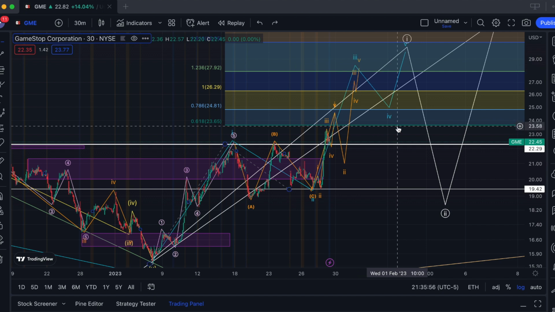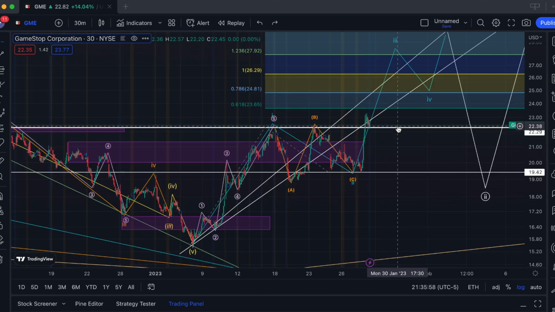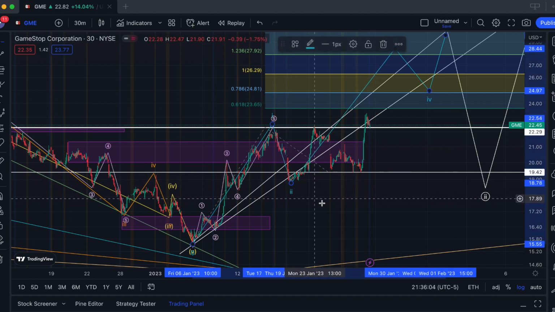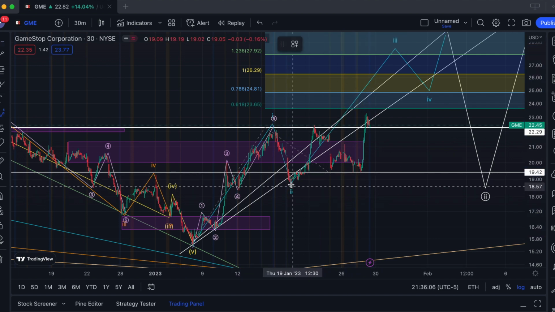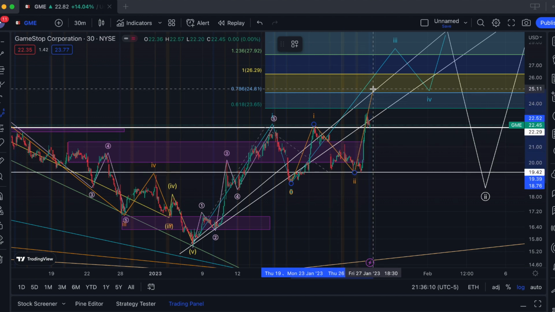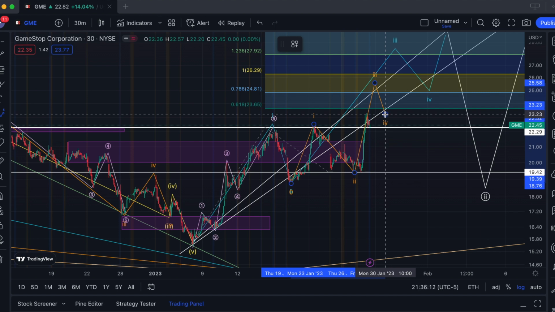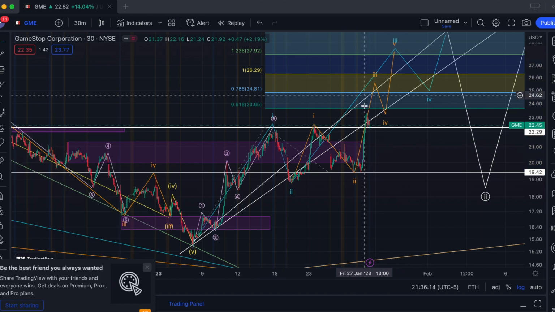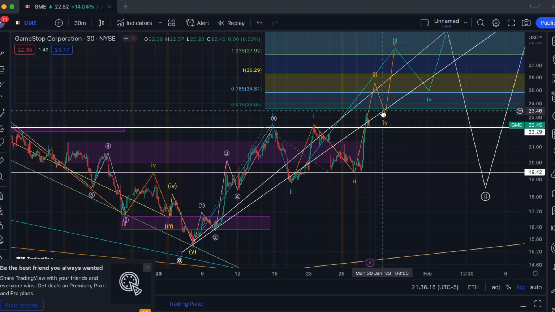Another interpretation would be, if we go off of the previous one, wherein we are double 1, 2, we'll have 1, 2 like this, and we're still mid this 3, and this will likely look exactly like this, where we come down and test Friday's high of the day.